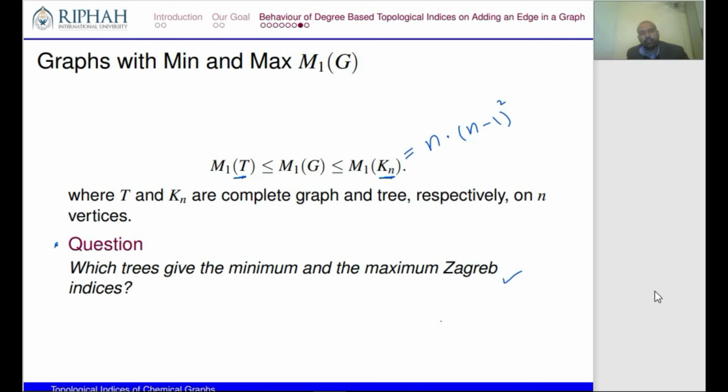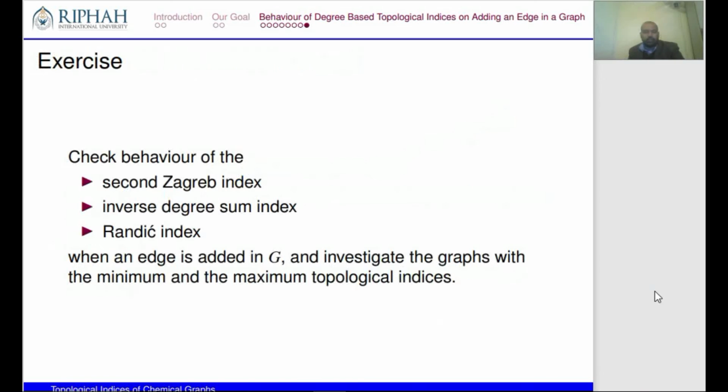So in these slides we discussed the effect of adding an edge between two non-adjacent vertices on the first Zagreb index, and we found that the complete graph gives the maximum value. So here are some exercises for you to get some foundation on the subject. Check the behavior of the second Zagreb index, inverse degree sum index, and other indices when an edge is added, and of course investigate which graph gives the maximum and minimum value for these topological indices.